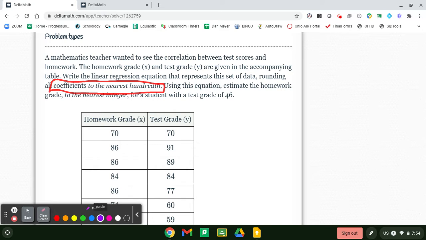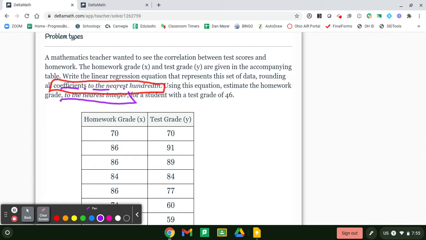Then the second part, every question is going to have 2 things. It's going to tell you to write an equation and it's going to tell you to solve something. So the writing the equation is where that red box comes into play. Next thing, you're going to use the equation that you come up with and you're going to estimate. It's either going to ask you for an output or it's going to ask you for an input. So in this example, it wants me to estimate the homework grade to the nearest integer, which is a whole number, for a student with a test grade of 46. So they give you an output and they want you to find the input.